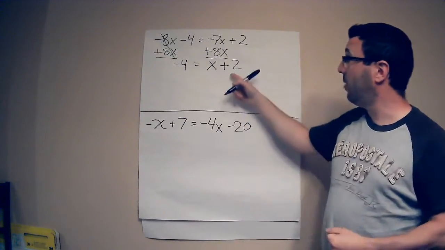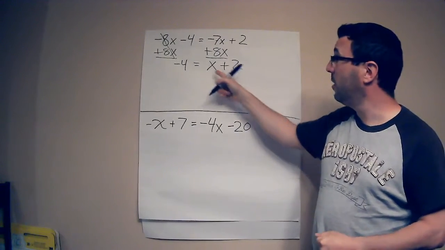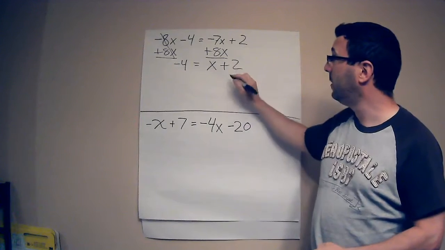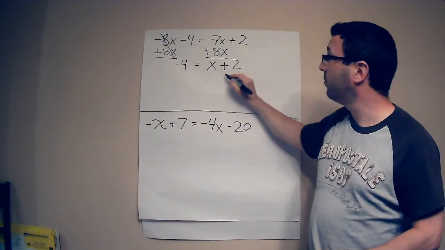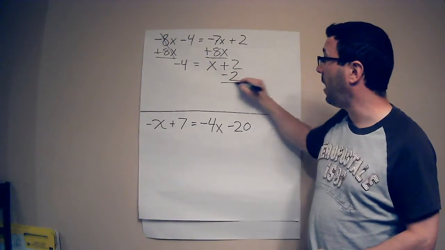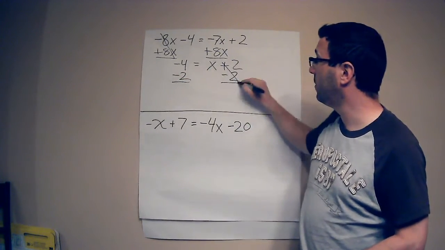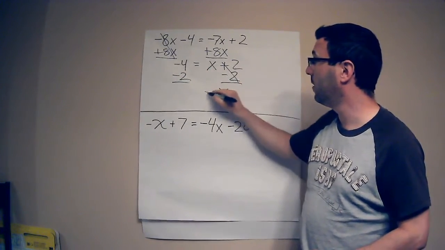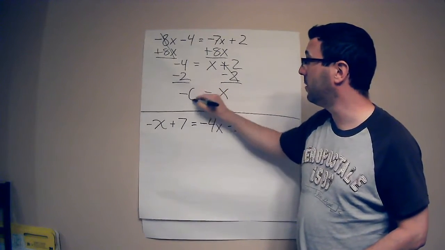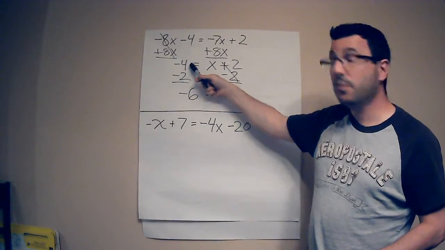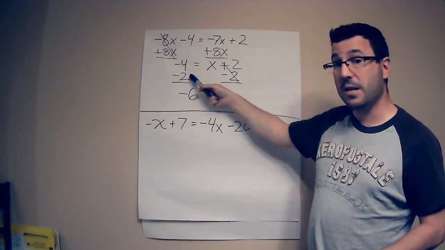And now I'm just going to move this 2. My x is on the right hand side, it's going to stay on the right hand side. So I'm going to move that 2. Do the opposite, minus 2, minus 2. X equals negative 6. I have a hole that's 4 feet deep, and then I dig another 2 feet deeper.